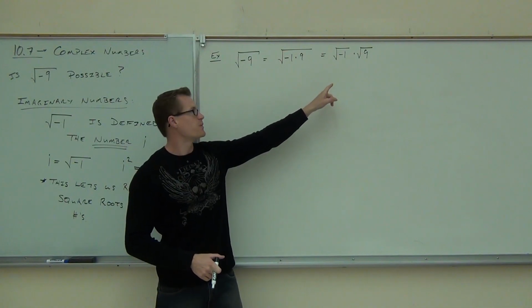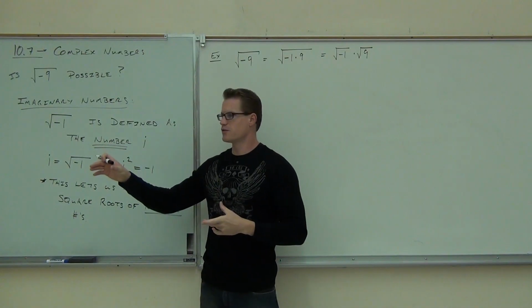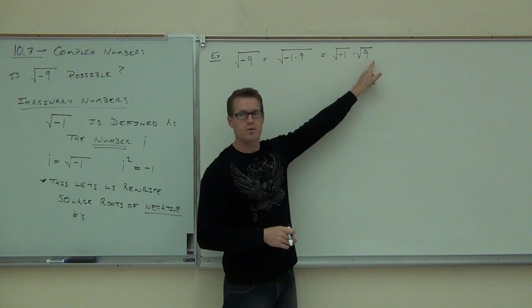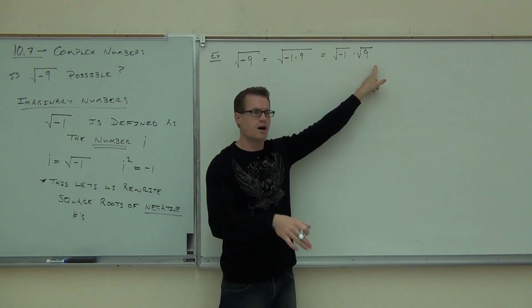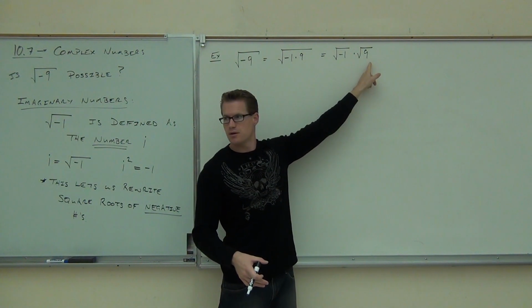Can you tell me how much is the square root of 9? 3. Look what happened. As soon as we broke off the -1, this changes into a square root that I can deal with. No matter what number that is, as long as it's not negative, you can simplify it, or take the square root of it if it's a perfect square. In any case, that is 3.